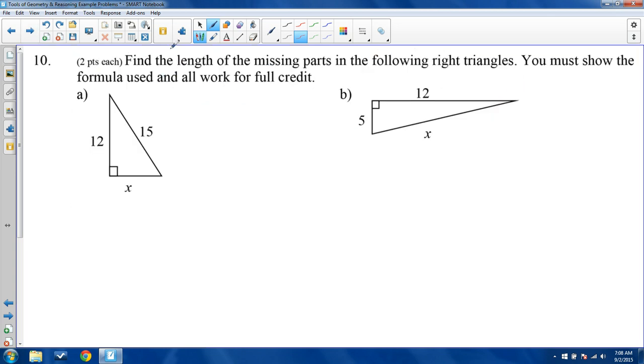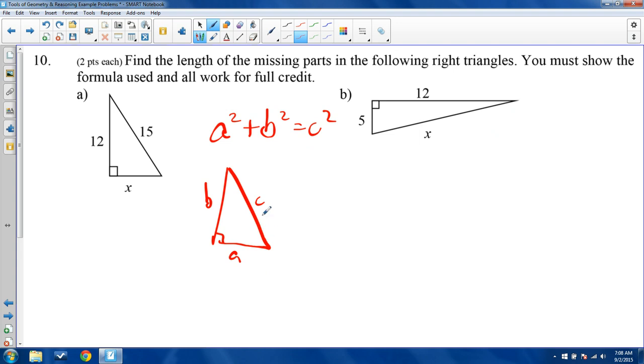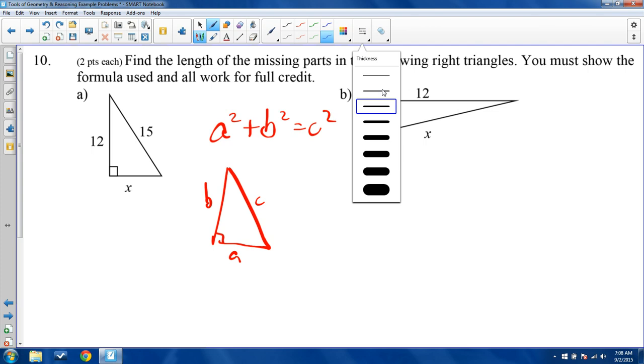Okay, number 10, this is all about Pythagorean theorem. In a right triangle, there's a relationship with the legs, which are the two shorter sides, and the longest side, which is called the hypotenuse, such that if you take the sum of your squares, you get the square of the longest side. So we can solve for the distance of one of the sides using that just by substitution.